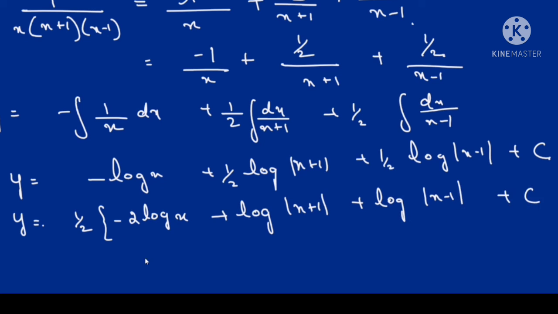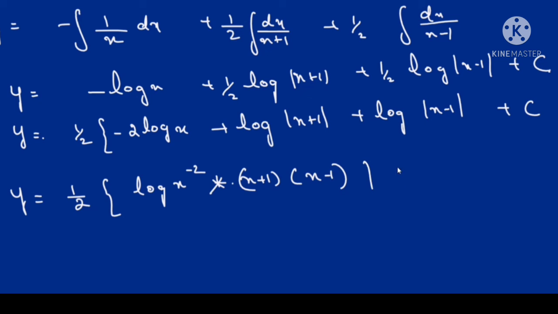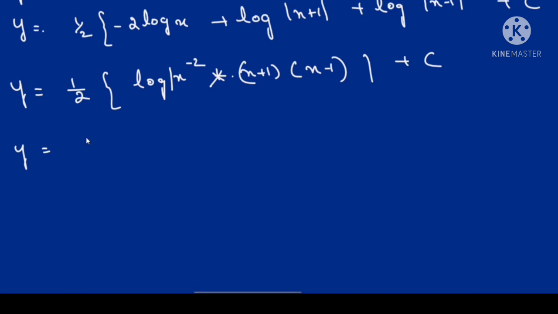We had to find the constant c. So y is 1 by 2 log x to the power minus 2, we can put into because all are plus here, x plus 1 into x minus 1 plus c. This y is equal to half log, you can write it as x square minus 1, we can bring it down.